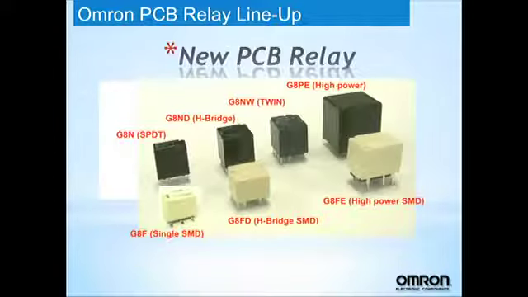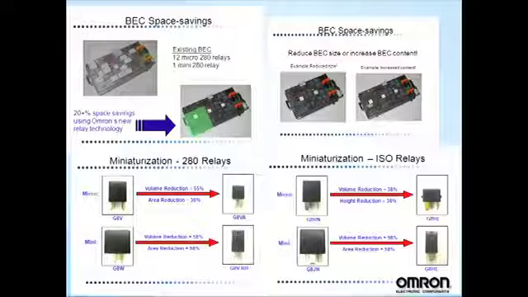Omron's working on numerous different types of PCB relays. Here's some examples of where we've taken our existing generation of relays and working towards these smaller, higher powered relays in smaller packages. Here's an example of bus electrical center space savings when you're using Omron miniaturized ISO or 280 style relays. By taking the existing relays and using a smaller relay, you can either reduce the size of the BEC or increase the content.